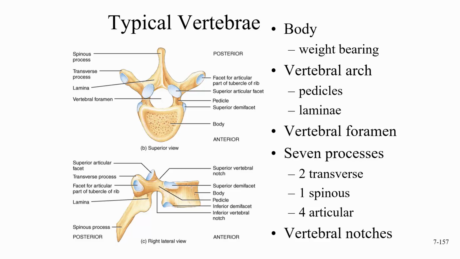Let's take a look at a typical vertebrae. First of all, we have the body. This is the weight-bearing portion of the vertebrae. This is going to face anteriorly. Then we have what's called the vertebral arch or neural arch. So this is the vertebral or neural arch. It's going to be made up of these called pedicles and these called lamina.